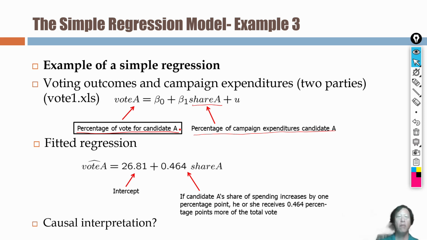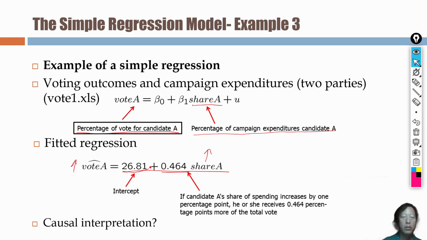What will be the effect of the share A, the percentage of campaign expenditure, on the percentage of vote for candidate A? So the result looks like this. If you spend 1% more, then the vote you get is 0.464 percentage points more. So if your share increases 2 points, then roughly you can get about a 1% increase in vote.